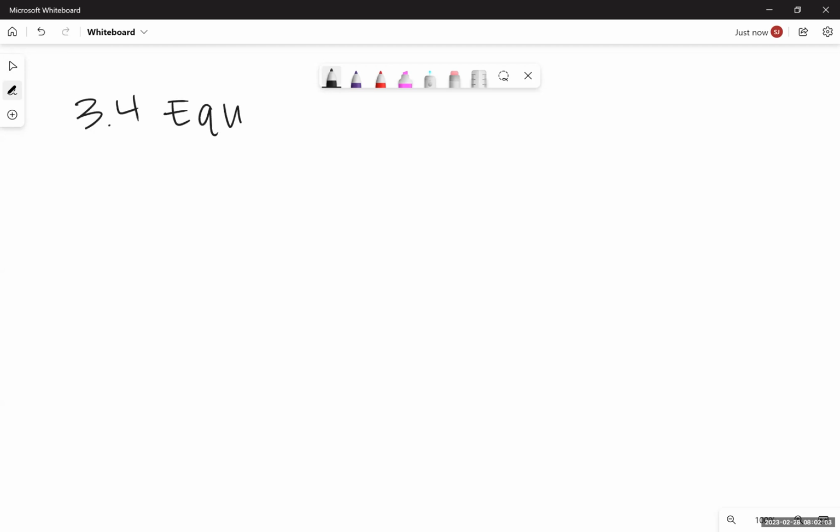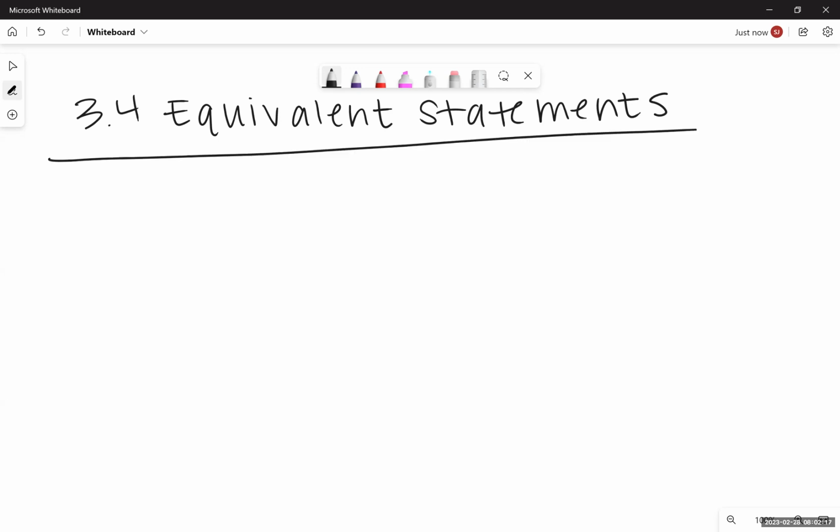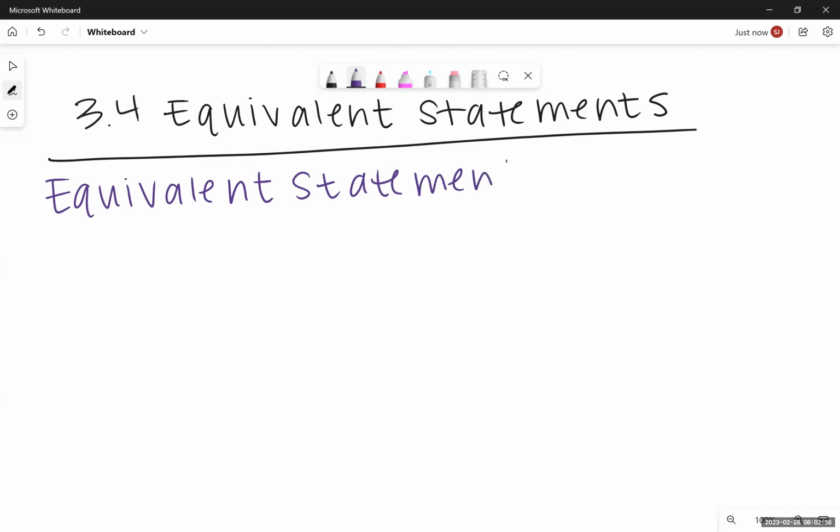3.4, equivalent statements. And technically everything we do today is all about equivalent statements. So I'm going to do a little sentence or two explaining what equivalent statements are. Okay, so equivalent statements. It should be self-explanatory because the word equivalent is literally in the title. We're going to talk about first how they're symbolized.